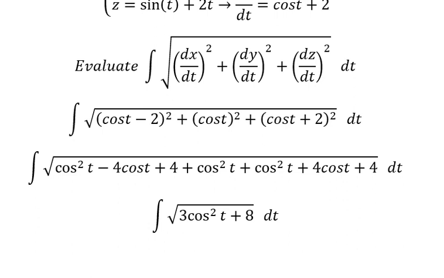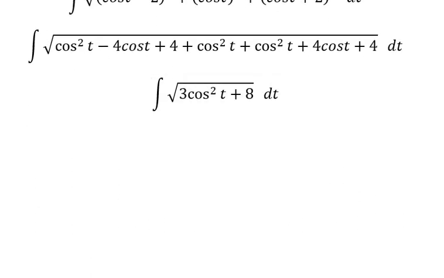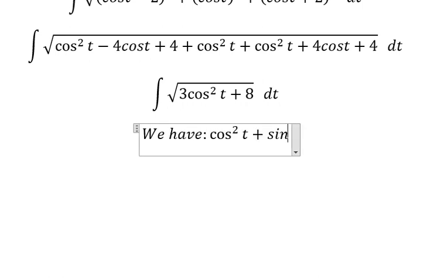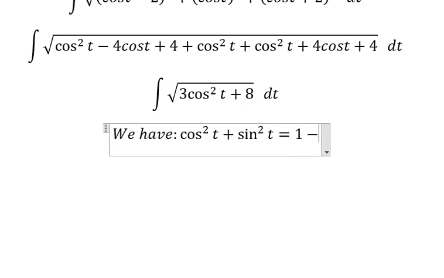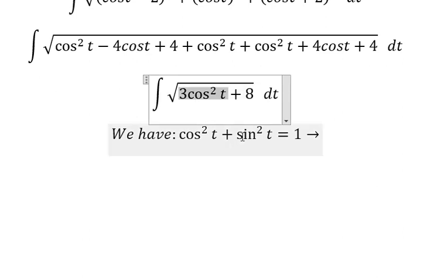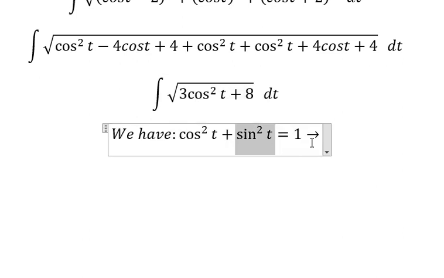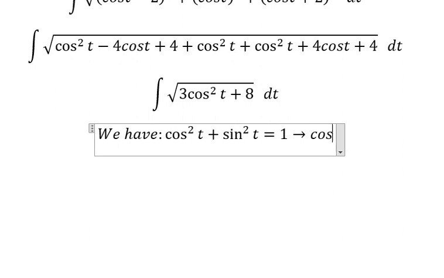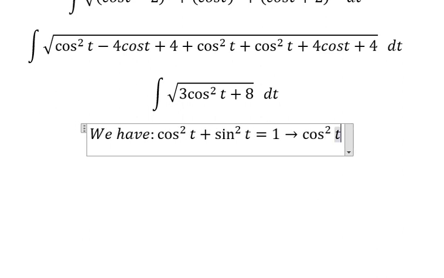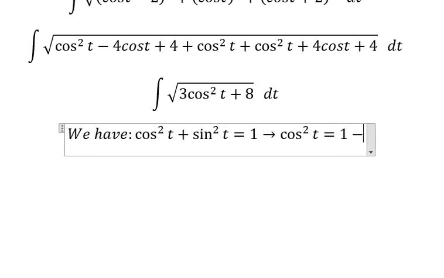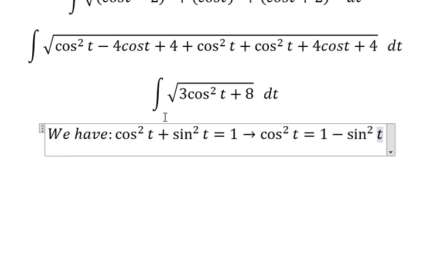So we have the formula in here. So we have cosine t squared. Now I will move this one to the right, and we have cosine t squared equals 1 minus sine t squared.